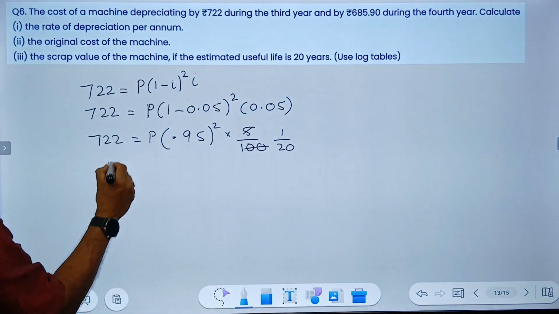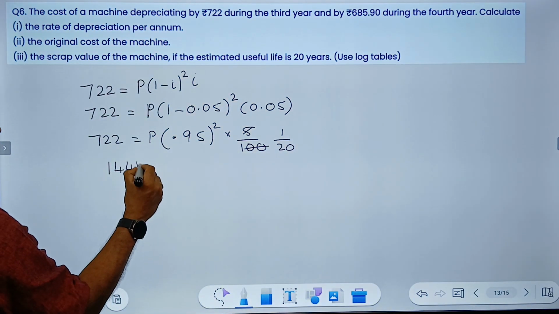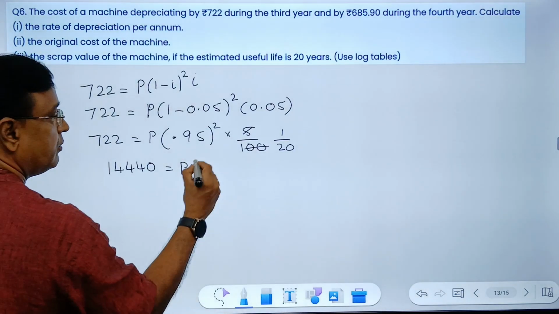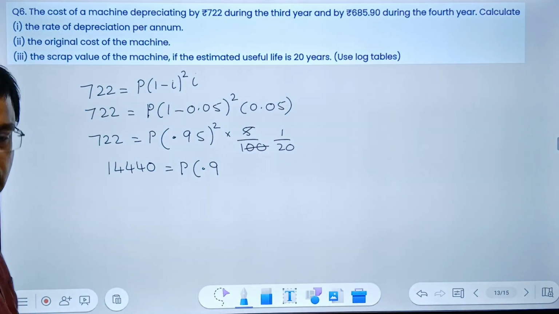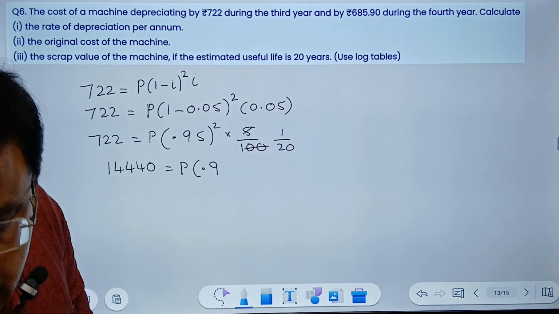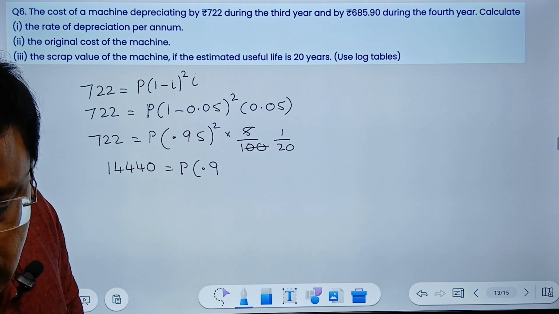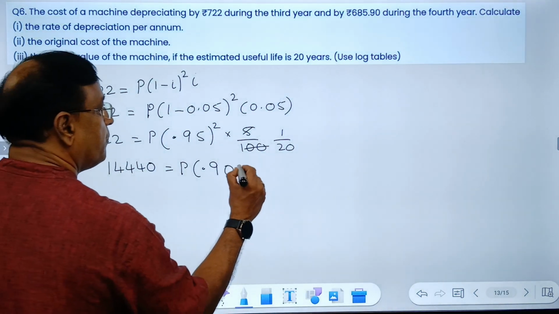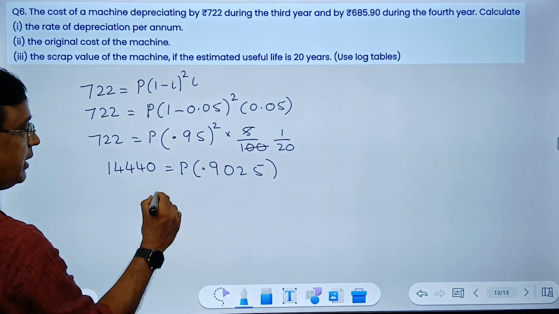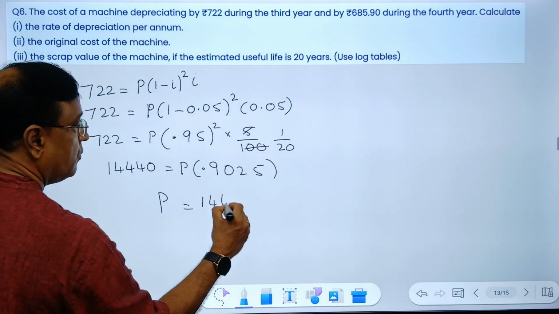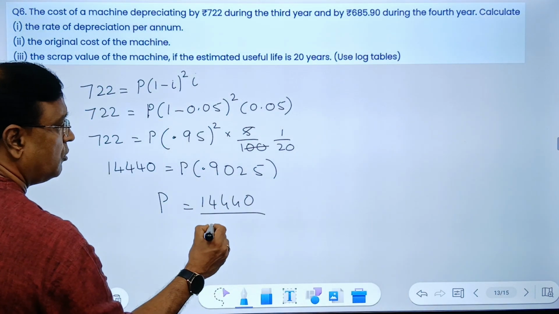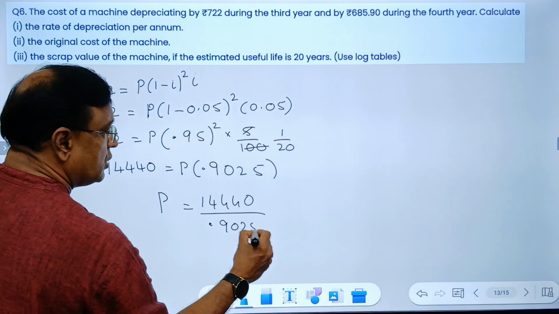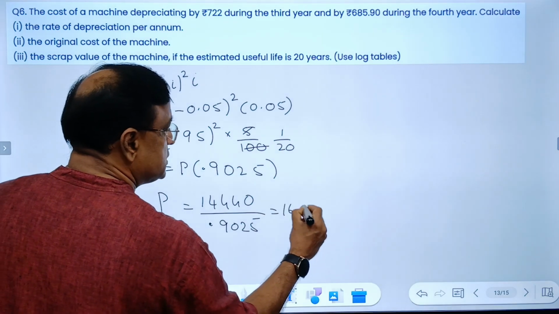Cross multiply, you get 14440 equal to P into 0.9025. I have done the calculation. And if you divide it, 14440, you can use logarithm or you can do normal division, it's not difficult. It comes up to 16,000.